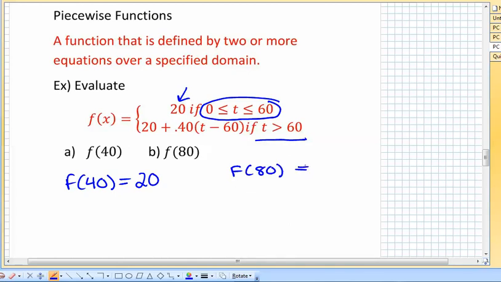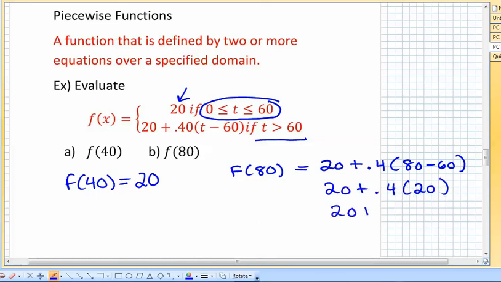80 is greater than 60. So if it's greater than 60, you put it in the equation 20 plus 0.4 times 80 minus 60. That's 0.4 times 20, which gives you 8. And 20 plus 8 gives you 28.